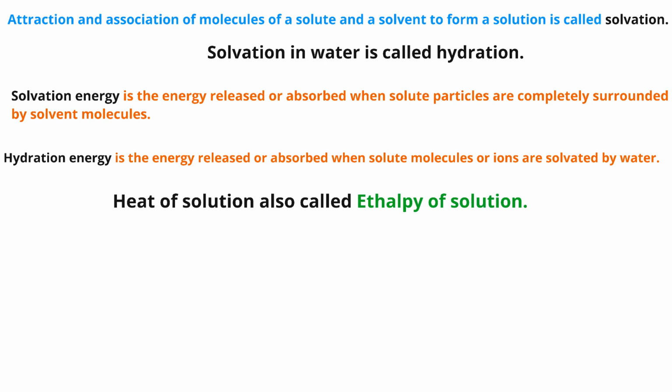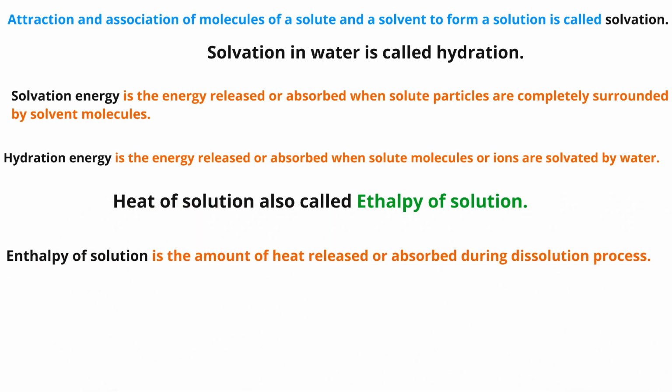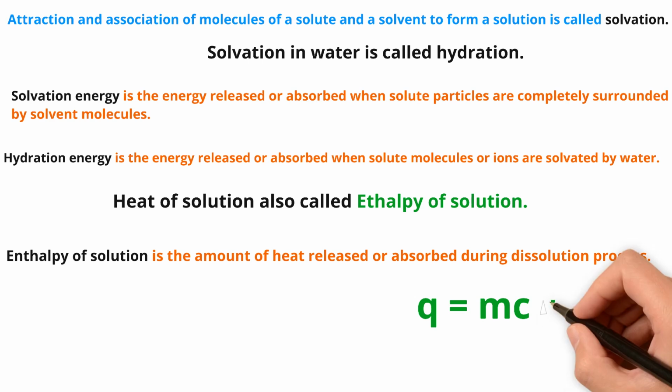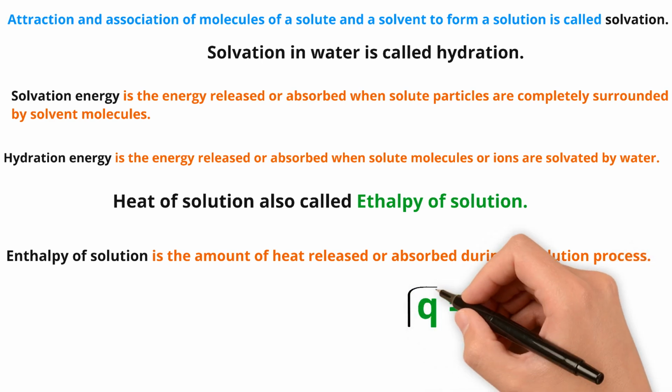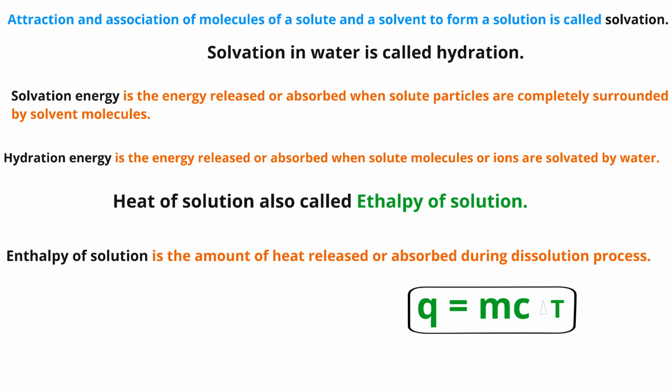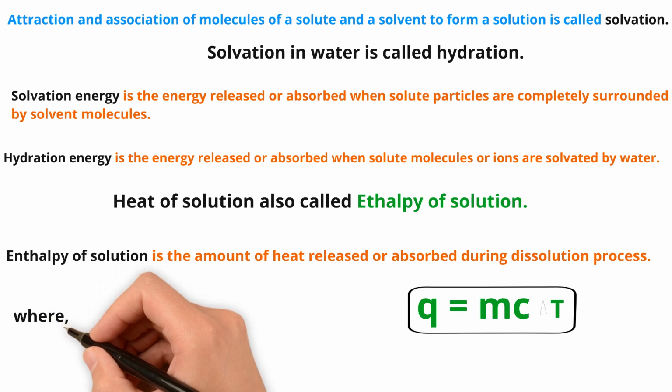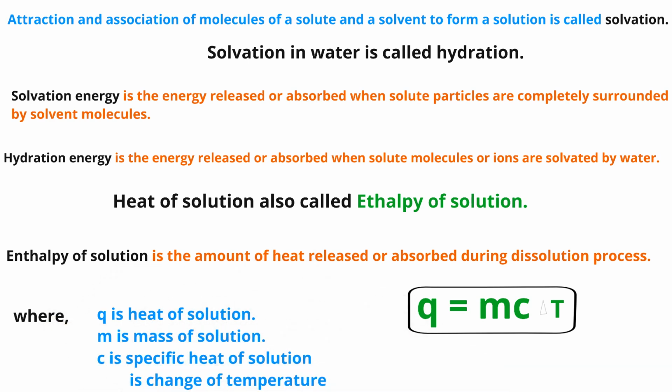Heat of a solution, also known as enthalpy of a solution, is the amount of heat released or absorbed during the solution process. Mathematically, heat of a solution is equal to mass of a solution times specific heat of a solution times change in temperature. This is the mathematical definition of heat of a solution. Q is heat of a solution, m is mass of a solution, c is specific heat of a solution, delta T is change of temperature.